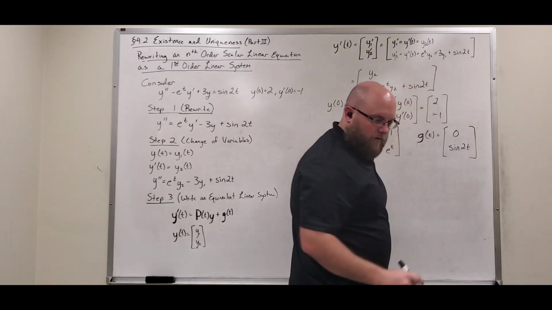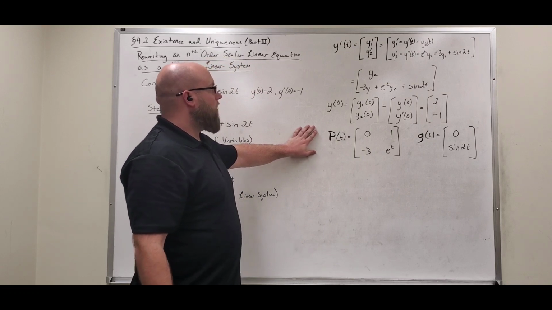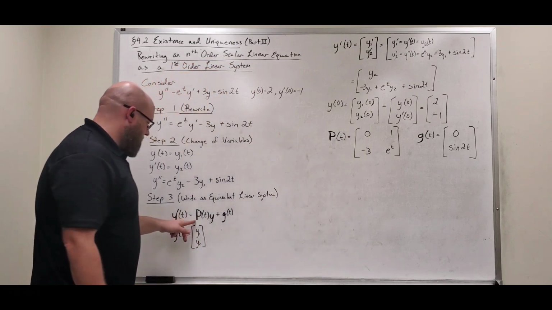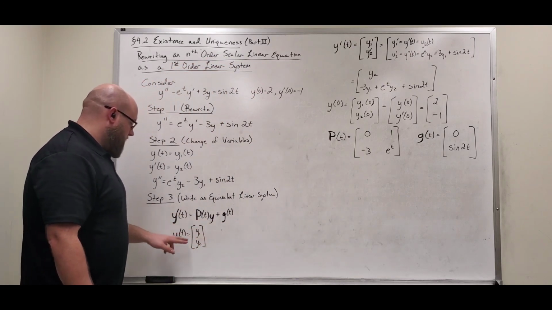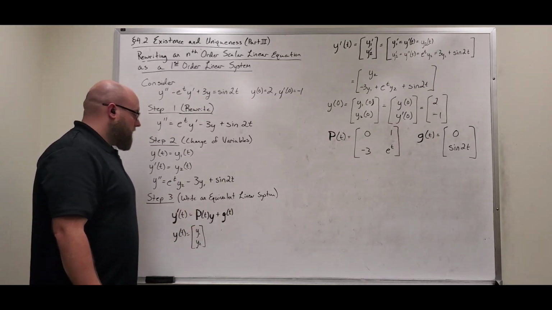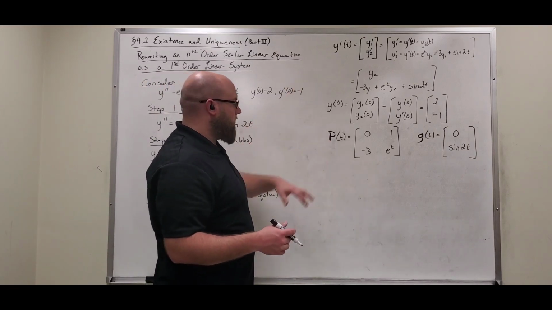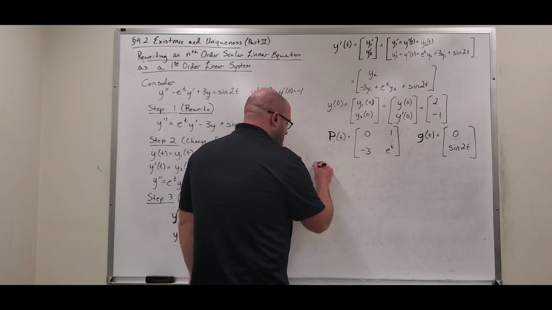And there we have it. So this is our representation. This is our P of t, this is our G of t, and this is our y of t. So we've already got all of our pieces. Now I'm going to rewrite this, that way we can see it instead of all scattered out here.